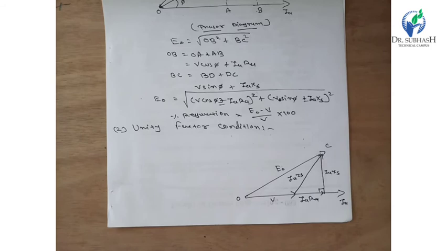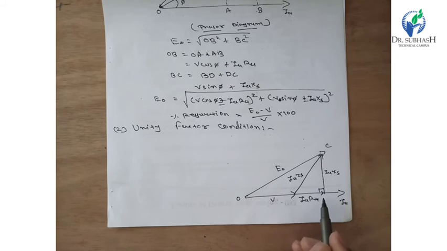In the unity power factor connection, here we draw the phasor diagram. We take V as the reference phasor and the armature current Ia in phase with V. The armature current Ia and the resistance Ra drop is added at the tip of V.